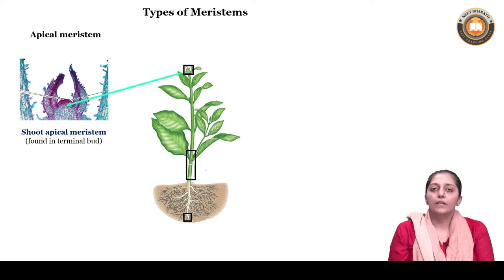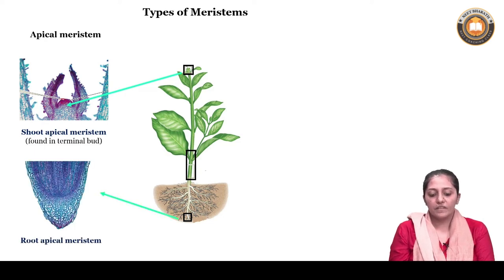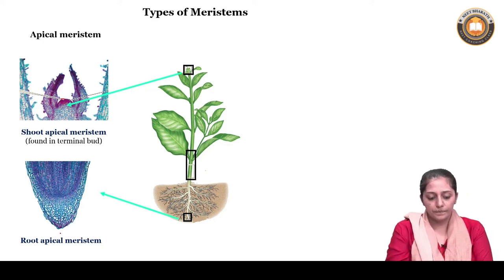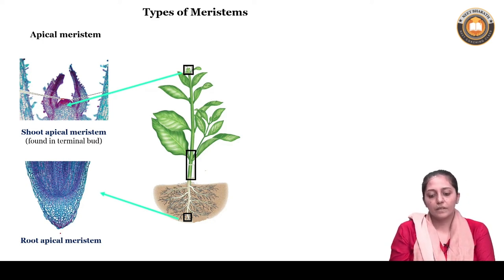It is found in the terminal bud of the plant, and is responsible for lengthening of the plant's top region. The bottommost region, the black box shown here, depicts the root apical meristem, which is responsible for the elongation of the root to go deeper into the soil.